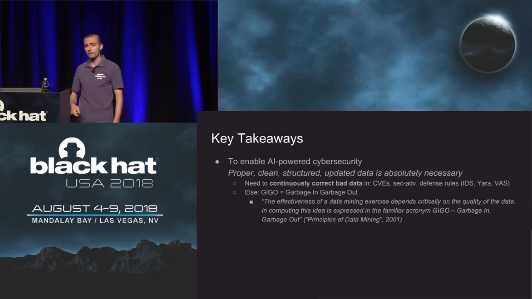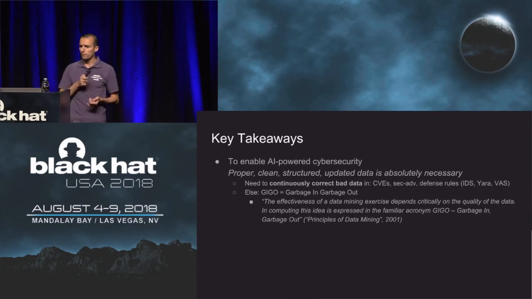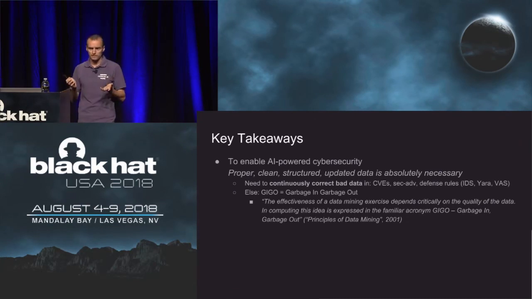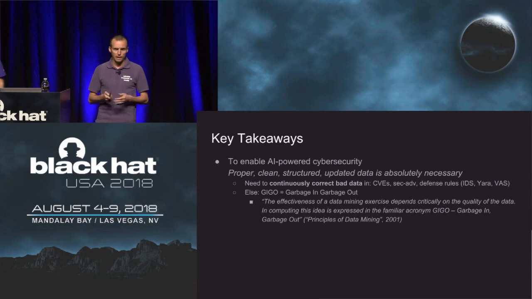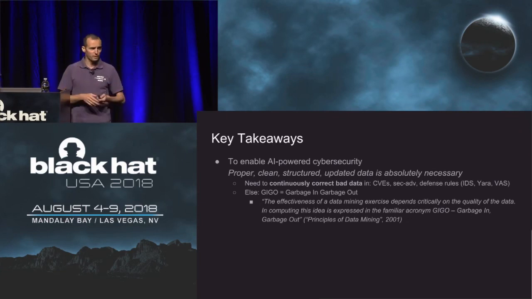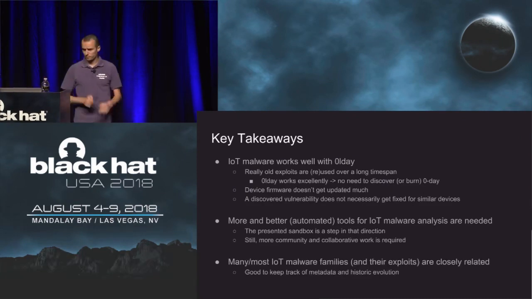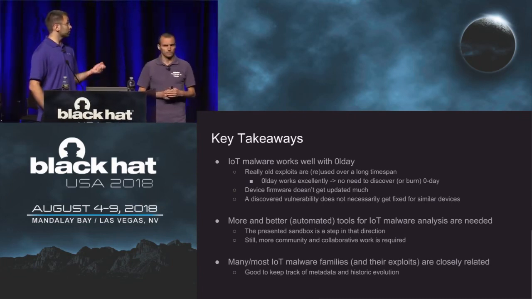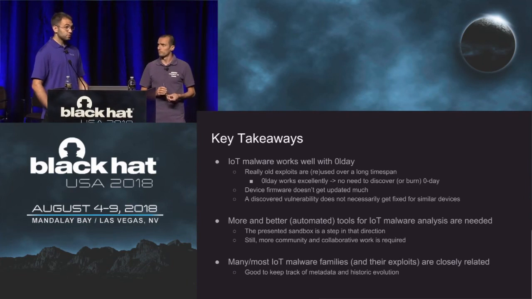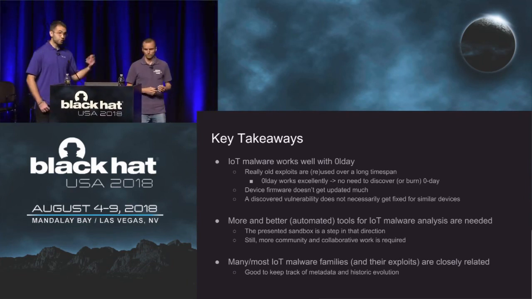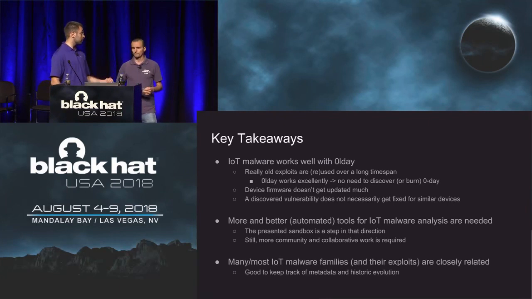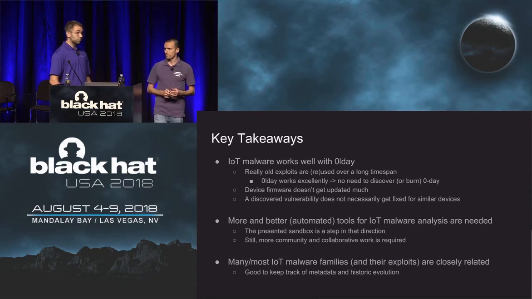So we come to this key takeaway: in order to enable AI-powered cybersecurity, which everybody wants, proper, clean, structured, updated data is absolutely necessary. Otherwise, we just go to what is commonly known as the GIGO effect, garbage in, garbage out. You cannot have proper AI cybersecurity for IoT malware or whatever when your data is so confusing, incorrect, or missing key information. Yeah, that's kind of it. So what we want is more and better tools. We hope that this research inspires others to continue and close some of the open questions here, and that we help you.